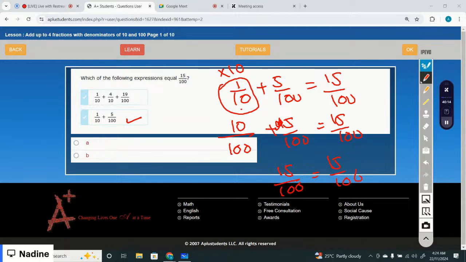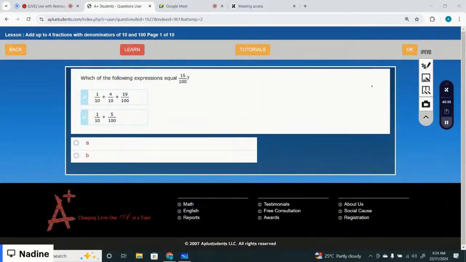The correct option is 15 by 100. Got it? So option number B is the correct option. Before adding, you have to make the denominator the same. When you make the denominator the same and add, it makes 15 by 100. So option number B is the correct option. Got it?